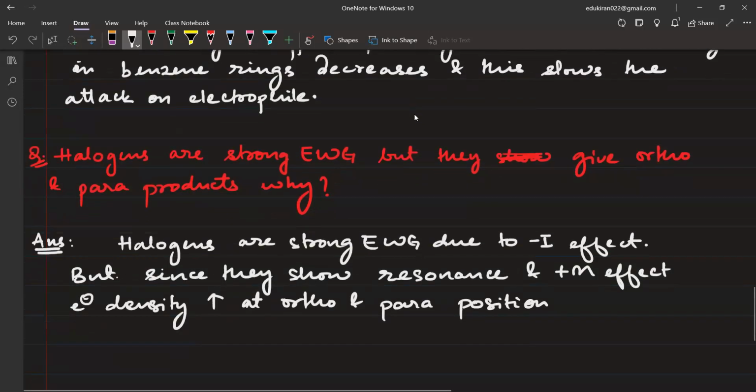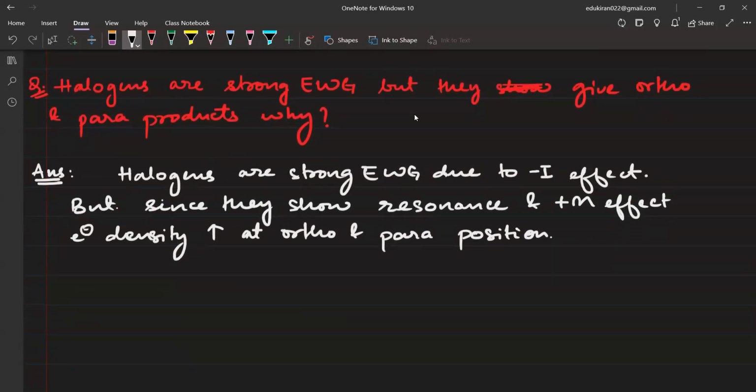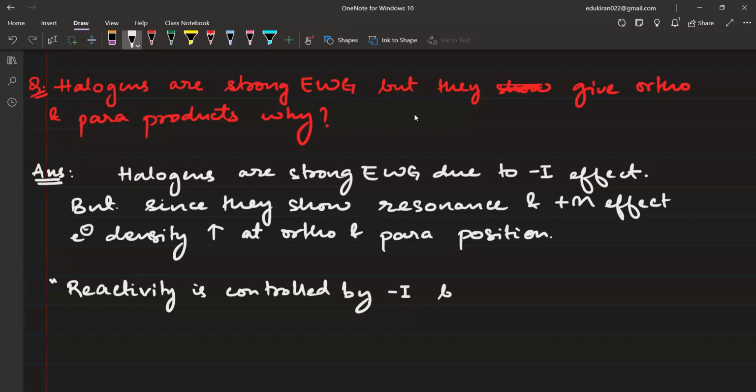Then one more very important line: reactivity is controlled by minus I, that means the inductive effect, but orientation, that means where the product will be attached, is controlled by resonance.